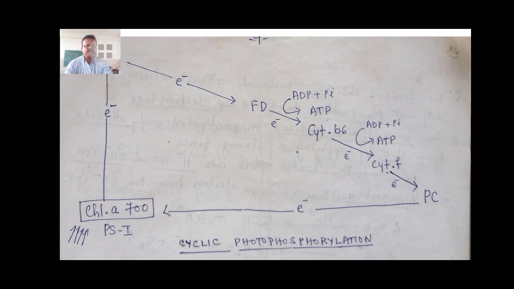And finally cytochrome F transports the electron to plastocyanin, and from plastocyanin the electron is transported once again back to PS1, or photosystem 1. This way the electron released from PS1 comes back to the same region. That is why this photophosphorylation is called cyclic photophosphorylation. Understood? So with this I am stopping here, and in the next class I will continue with the other photophosphorylation, that is non-cyclic photophosphorylation. Thank you.